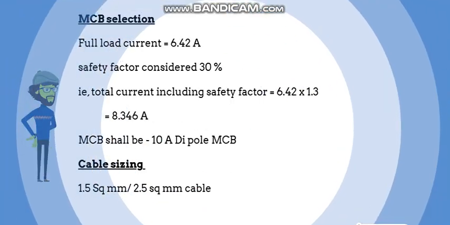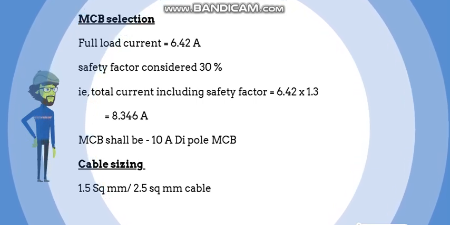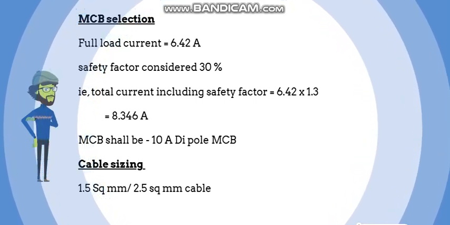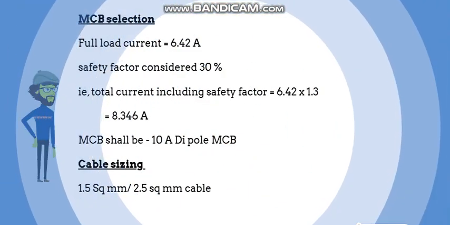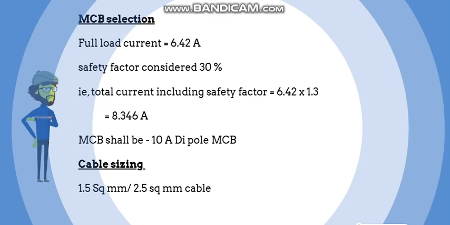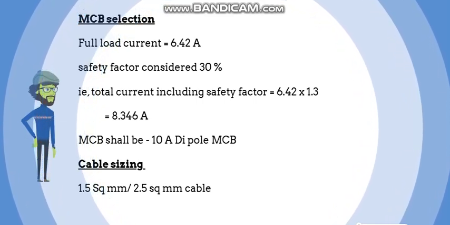MCB selection. Full load current equals 6.42 A. A safety factor of 30% needs to be considered. Then MCB rating shall be equal to 6.42 times 1.3 equals 8.346 A. We shall go with a 10 A double pole MCB.